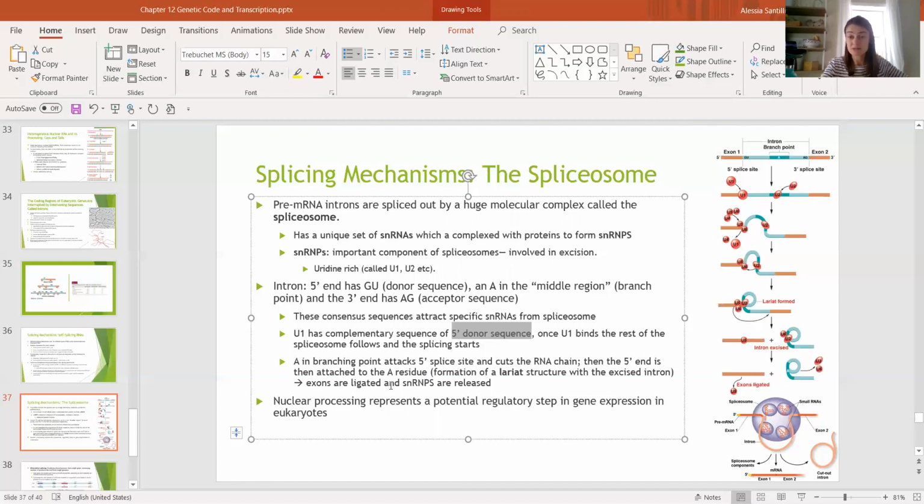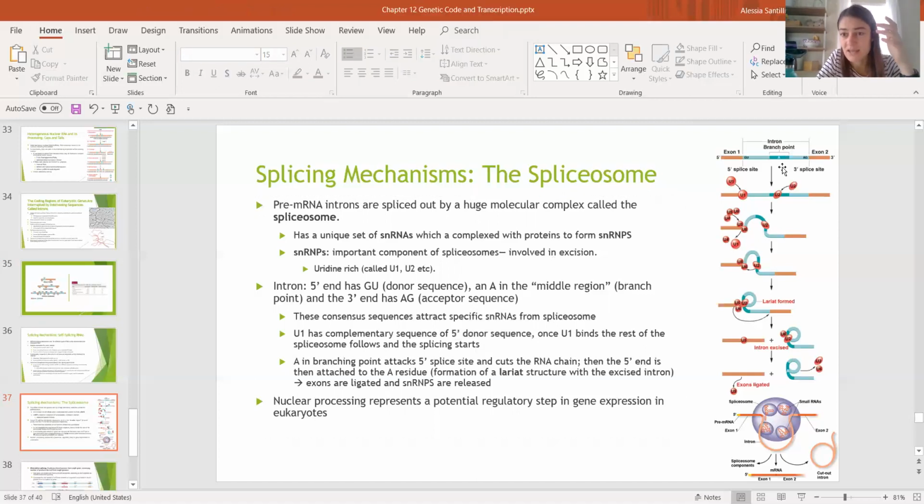At this point, you do need to know how the splicing happens. The branch point, the A in the middle of the intron, attacks the GU, the 5' splice site at the beginning of our intron. And this starts forming this weird hook, a lariat. Once this lariat is formed, the 5' splice site can then attack the 3' splice site, and so we excise our full intron completely out, and our intron is excised in lariat format.